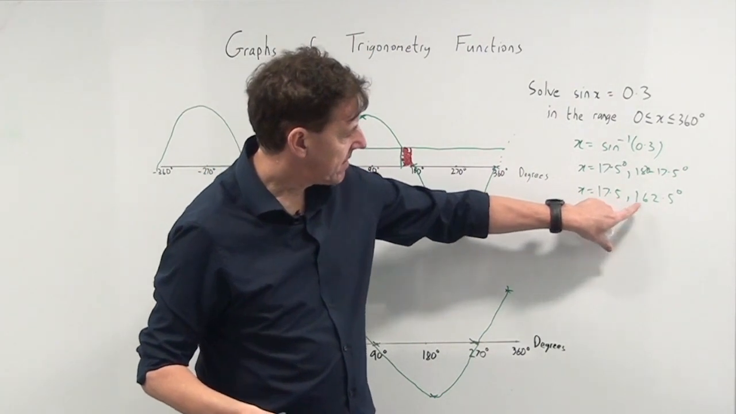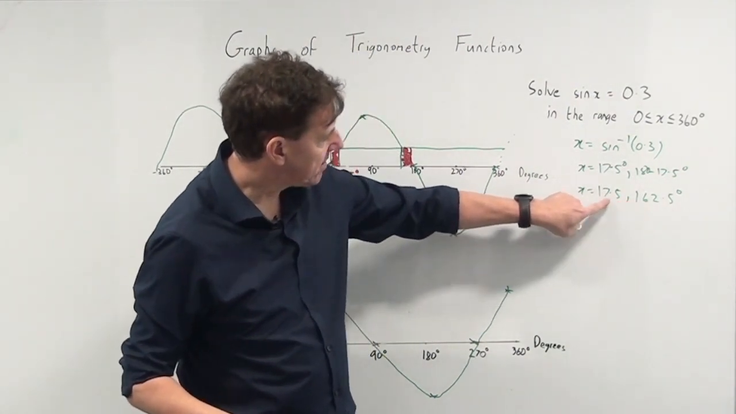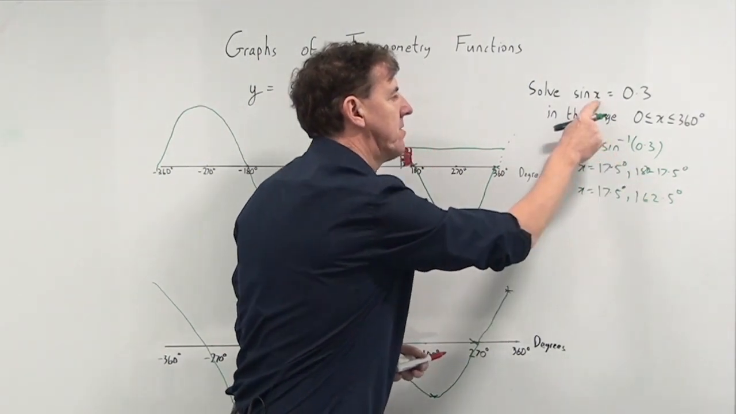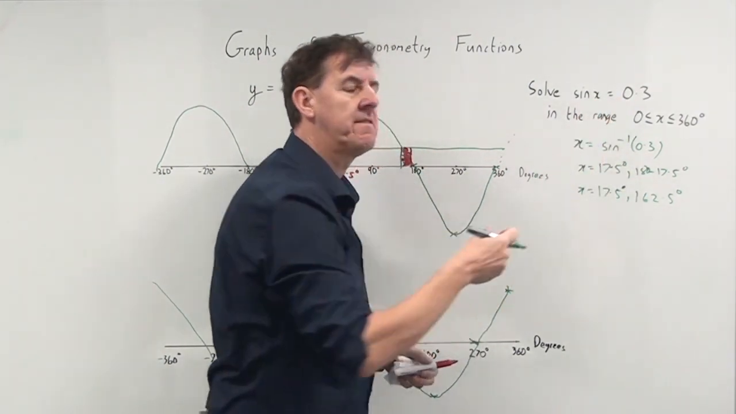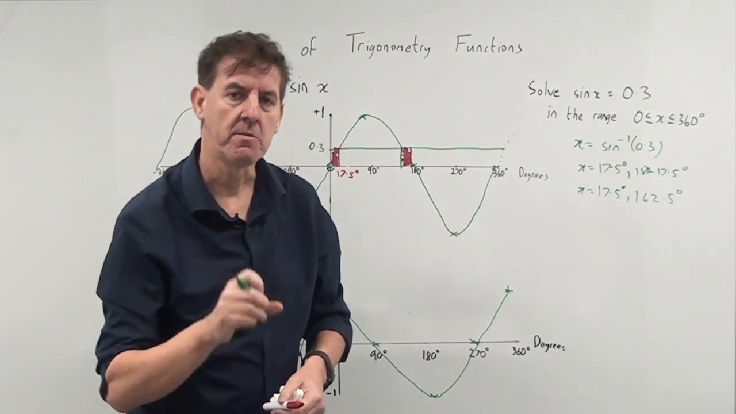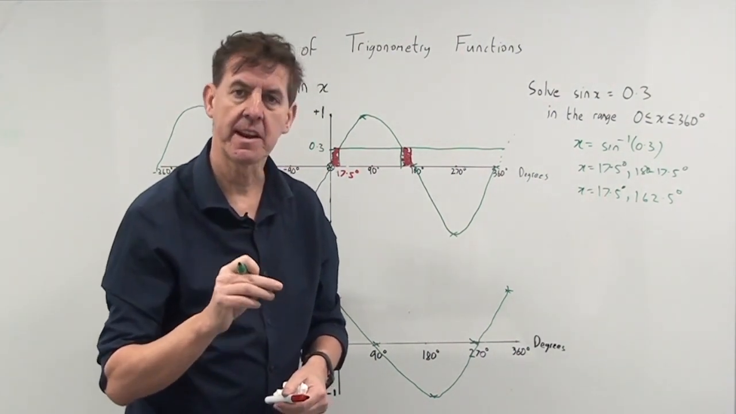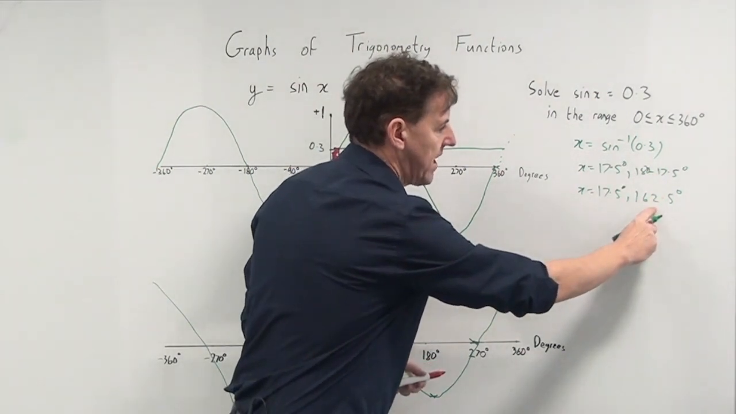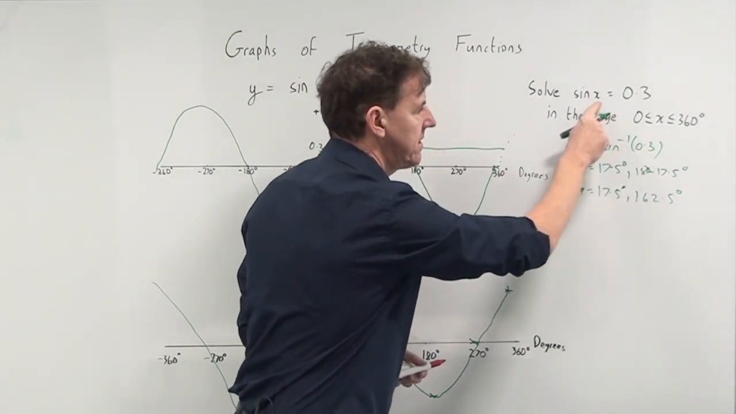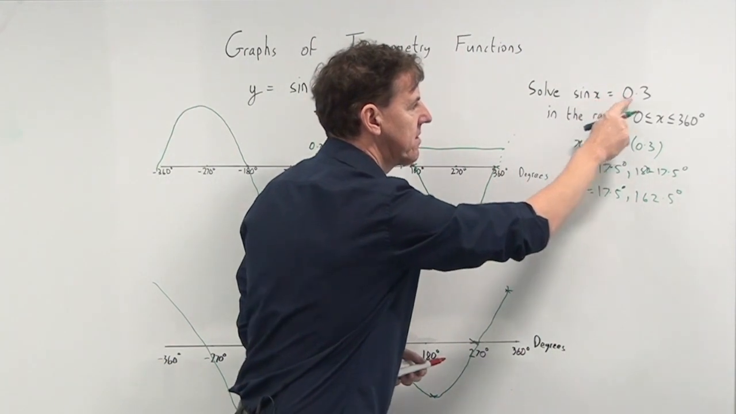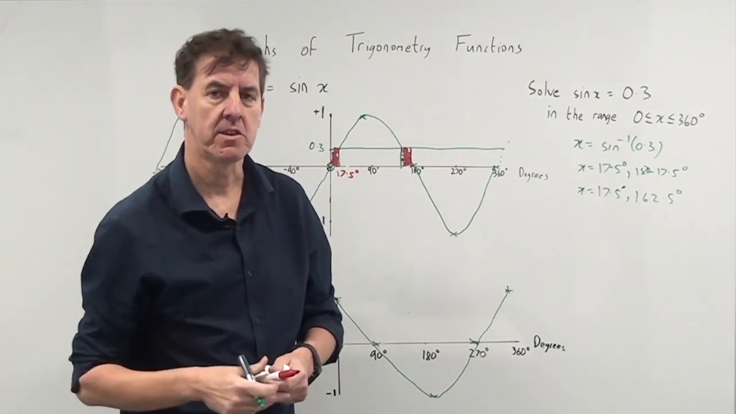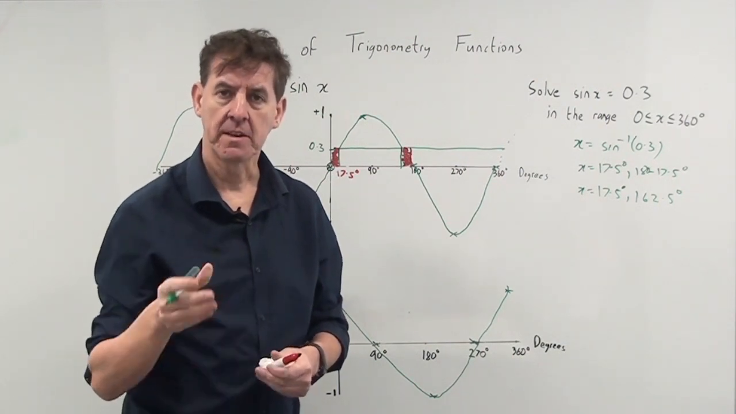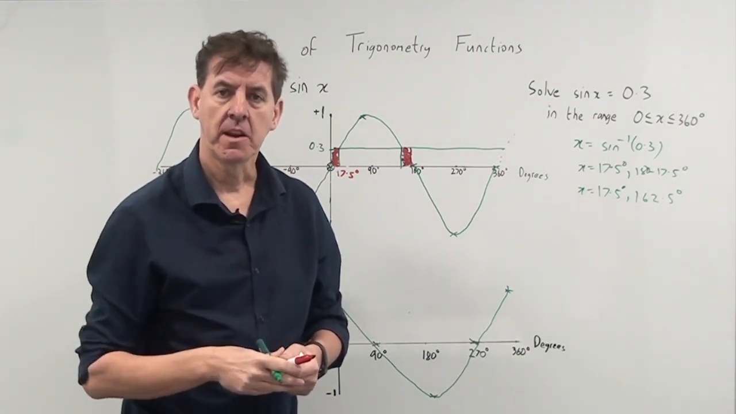Now remember, I've rounded these to one decimal place, so when you go to your calculator and type in the sine of 17.5 degrees, you will get an answer very, very close to 0.3. You won't get exactly 0.3, but you'll get an answer very, very close. Same applies if you type in sine of 162.5 degrees, you'll get an answer which is extremely close to 0.3. Okay, what we're going to do now is have a look at a trig equation involving cosine.